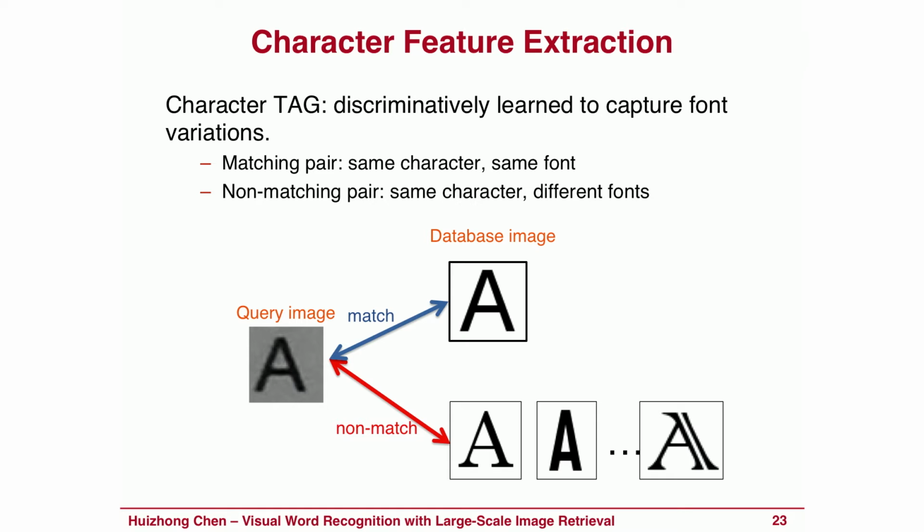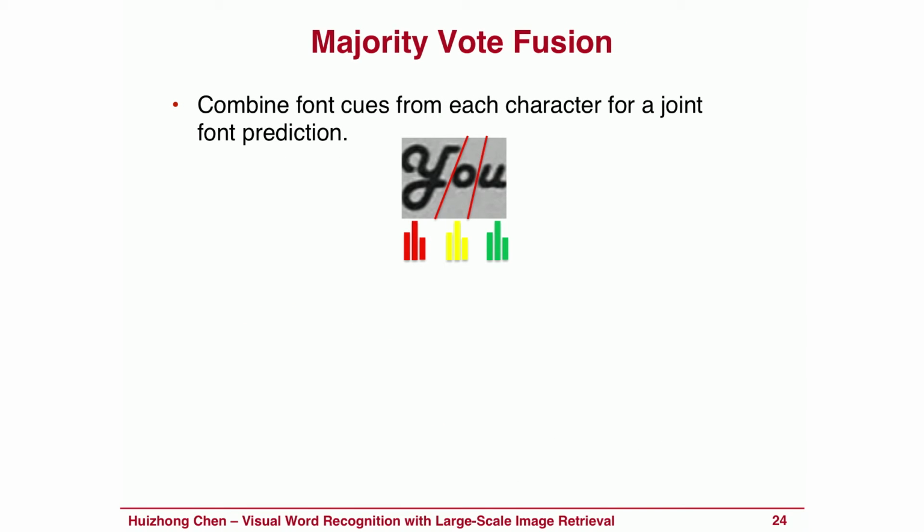Ideally, these features should capture the variations of different fonts. We use the previously discussed Descriptor Learning framework to train the character descriptor, which we call the character tag. The matching pair comprises the same character with the same font, while the non-matching pair uses the same character but of different fonts. In this way, the character tag emphasizes the variations between fonts instead of the variations between characters.